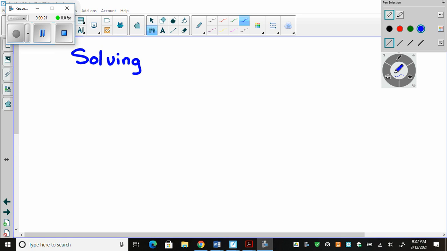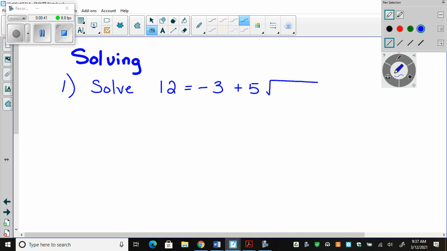Solve. So the last topic we did was solving. And I'm going to give you 12 equals negative 3 plus 5 square root x minus 8. And I want you to state restrictions and solve for the variable. And what do you always have to do when you're solving these? Your very last step is to check.